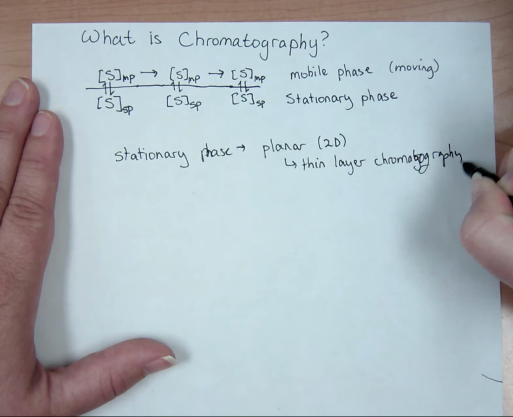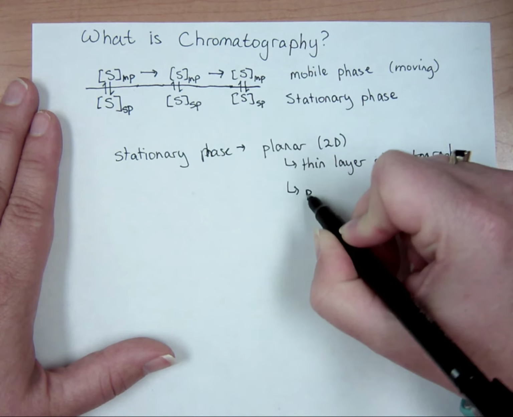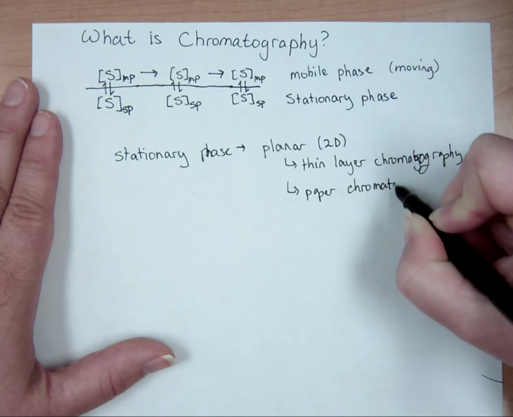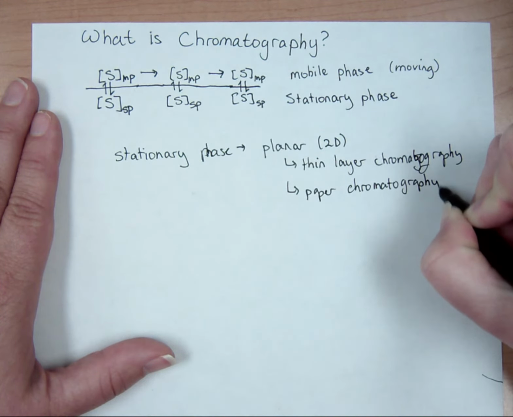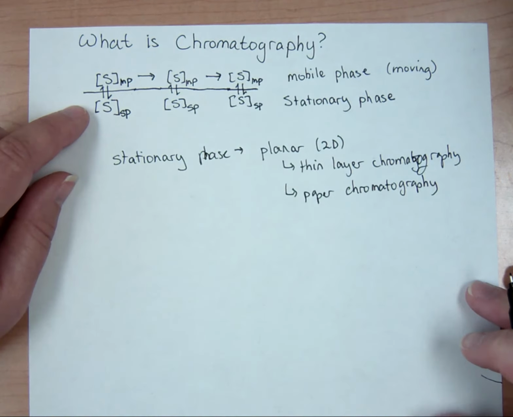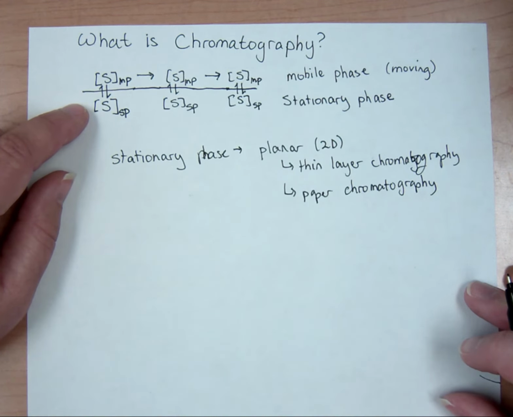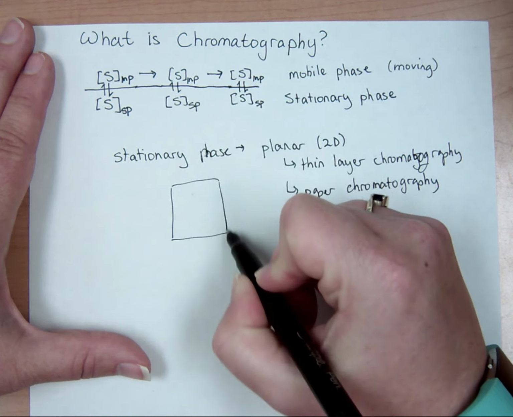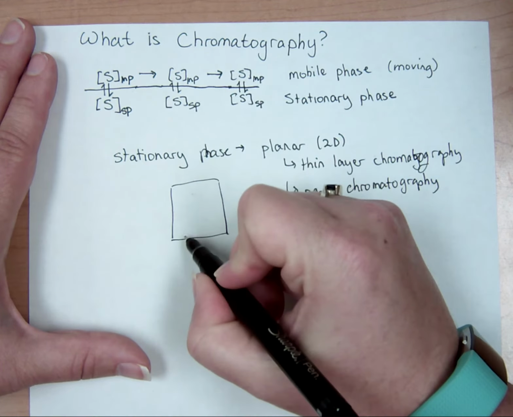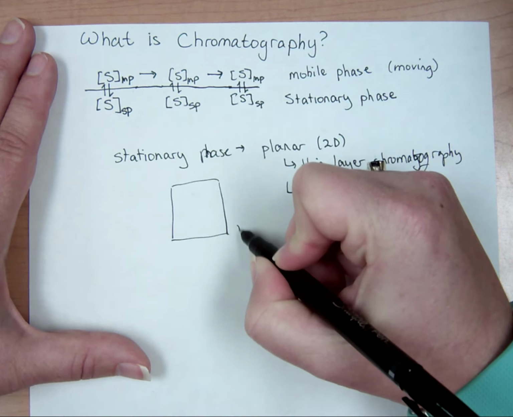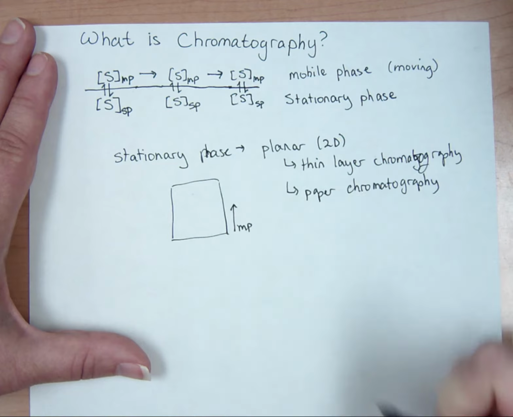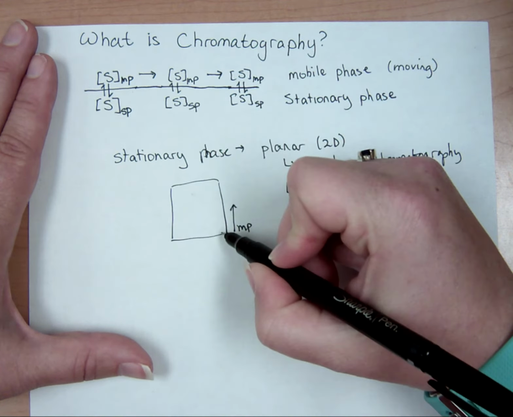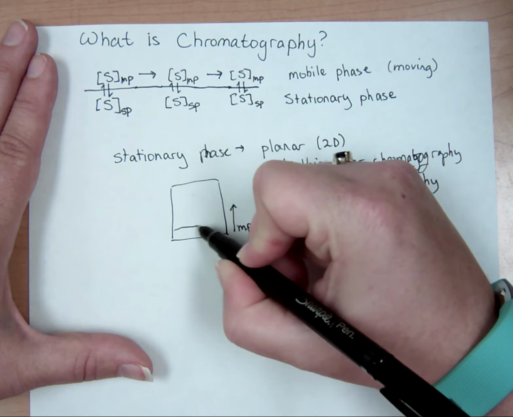There we go. Or using paper chromatography. And in this case, the stationary phase is mounted on some two-dimensional surface, and your mobile phase travels up. So here's my stationary phase, and my mobile phase would be traveling one direction across that phase. And so you get analytes that are separated from their starting line.